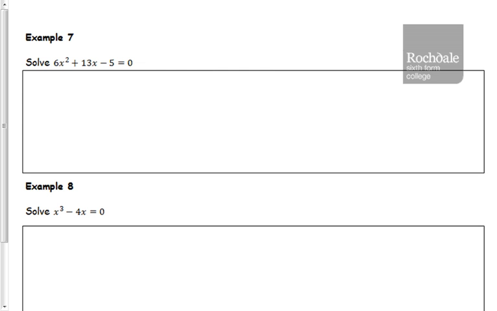C1 Quadratics Example 7. This is a similar type question to examples 5 and 6, but of the three, this is the trickiest. The reason it's trickier is that factorizing it, there's quite a few possible combinations of brackets that we need to consider.